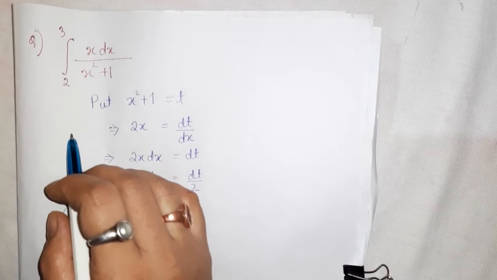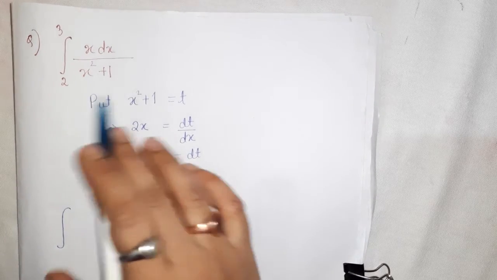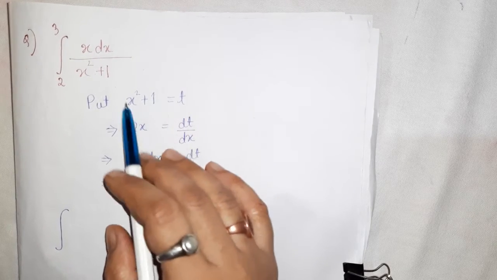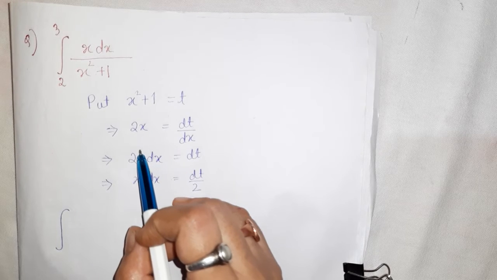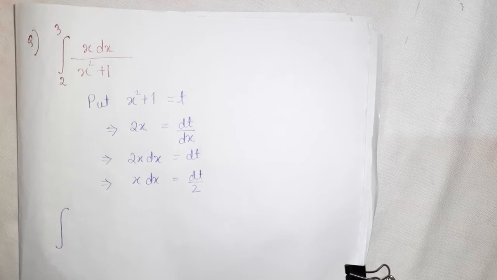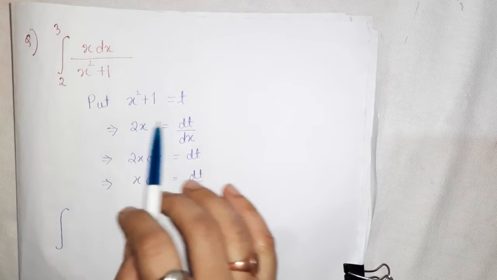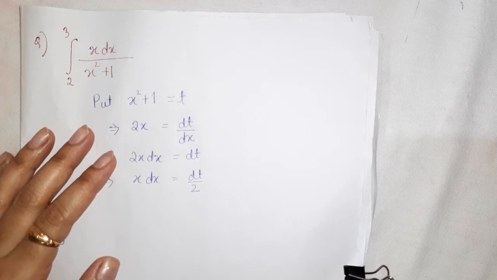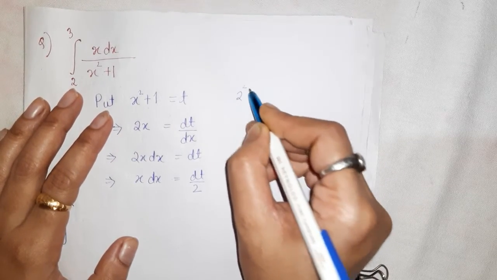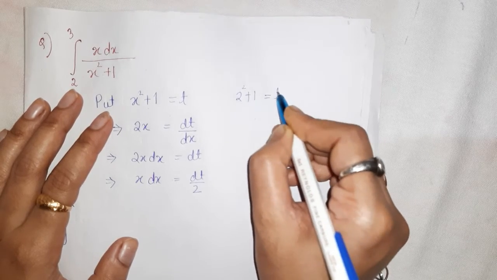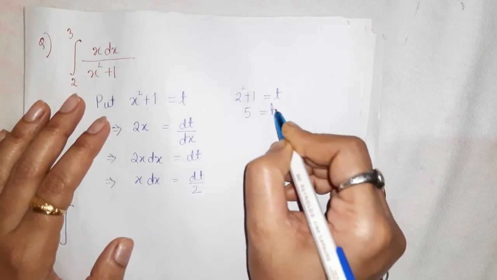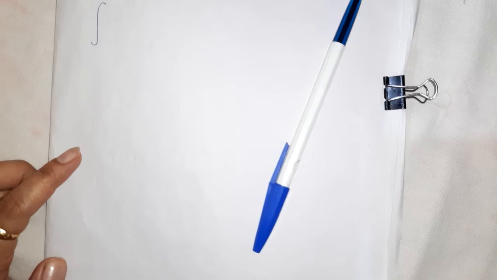These are the upper limit and lower limit of x. But you changed the variable to t, so corresponding to that you have to change the limit also. Sometimes the limit stays the same, and sometimes it changes. To find the limit for t, you put the lower limit first: 2 square plus 1, so you get 4 plus 1, 5, which is the lower limit of t.